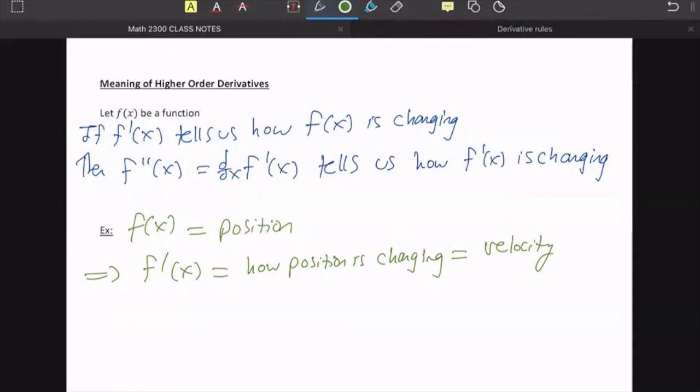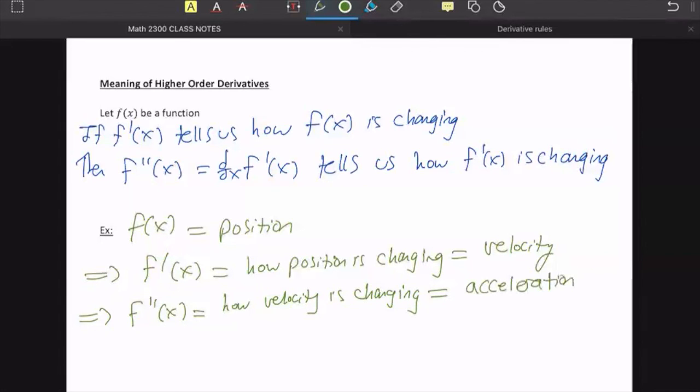F double prime, which again is the differentiation of the derivative, tells us how velocity is changing. What's another word for how velocity is changing? Acceleration, right? So acceleration tells us whether you're going to be going faster or slower. No, not necessarily. It tells us whether your rate of change is increasing or decreasing, right? So if you're accelerating, that would mean your second derivative is positive, which would mean your velocity is going up.